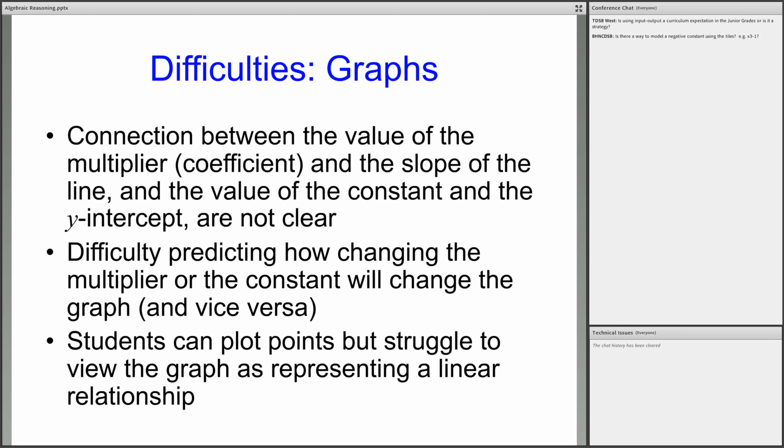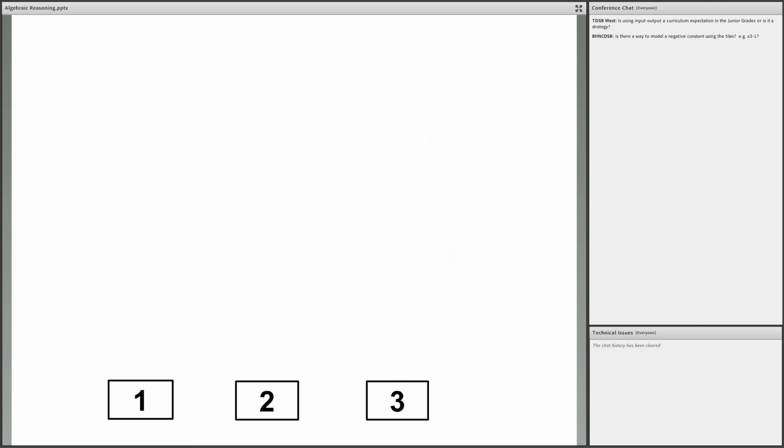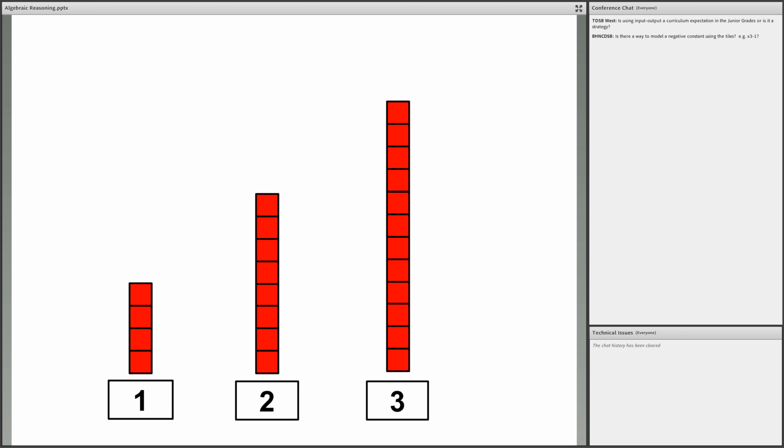And students are really good at plotting points, usually because they construct that table of values and then they just go through and they can plot the points, but they don't really see the resulting trend line on the graph as a representation of the same kind of rule that their pattern was representing. So this is how we introduce graphing after the kids have been doing lots and lots of patterning activities. So we build a pattern like this.